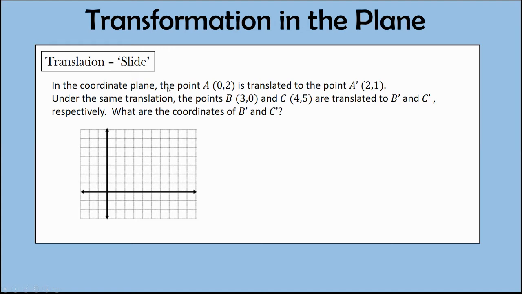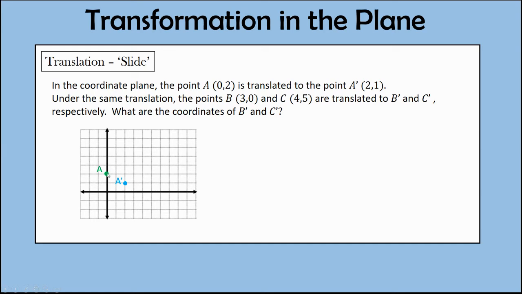In the coordinate plane, the point A is at (0, 2) and is translated to the point A prime at (2, 1). Under the same translation, the points B and C are translated to B prime and C prime. What are the coordinates of B prime and C prime? Okay, so the first thing we need to do is to label our point A and A prime. A is at (0, 2). A prime is at (2, 1).